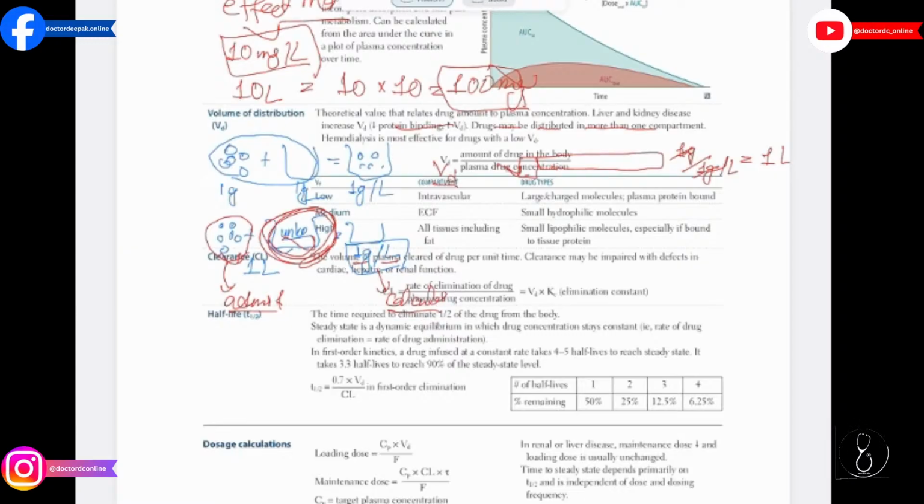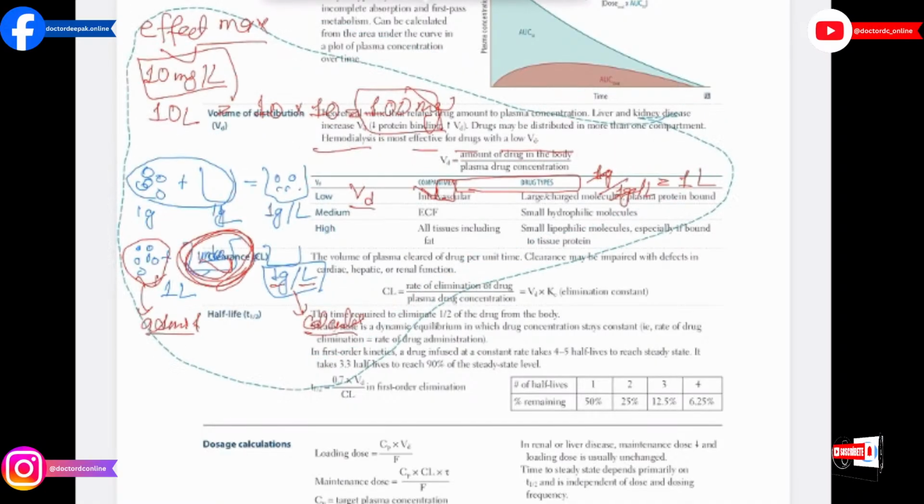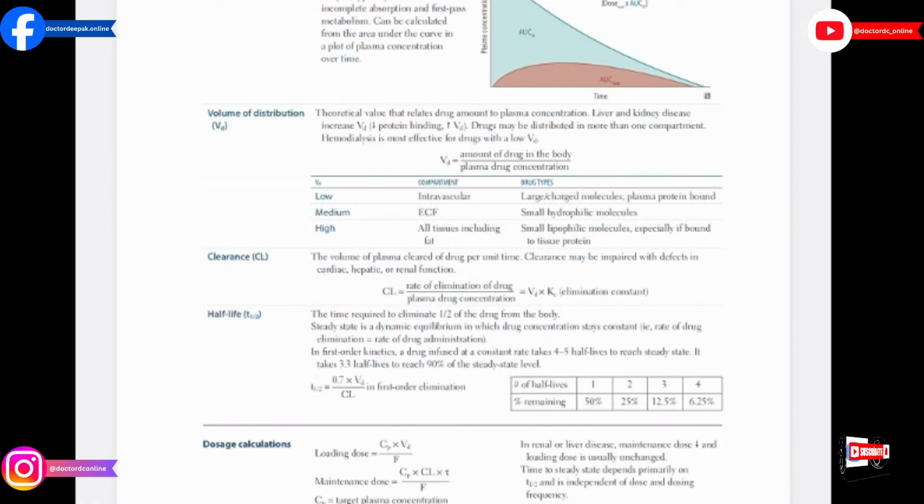According to compartments, we should know about the compartments in which the body distributes fluid. Sorry for the inconvenience.